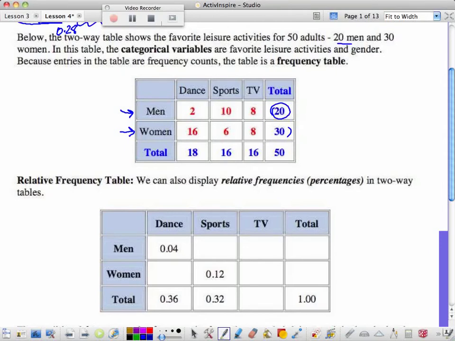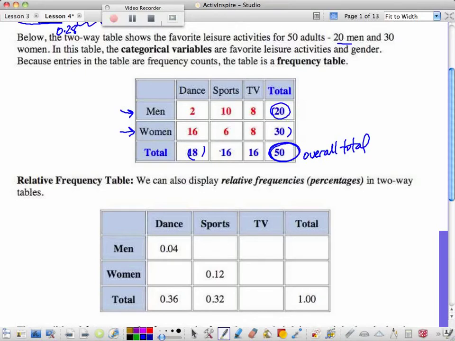So if we read it down, we would say there's 18 people total who chose dance: 2 men and 16 women. There were 10 men who chose sports and 6 women who chose sports, for a total of 16 people choosing sports as their favorite leisure activity. And then, of course, 8 men like TV, 8 women like TV the best, so a total of 16 people like TV. A total of 30 women answered the survey, and a total of 20 men. So this right here is the overall total. That tells you how many people actually answered the survey.